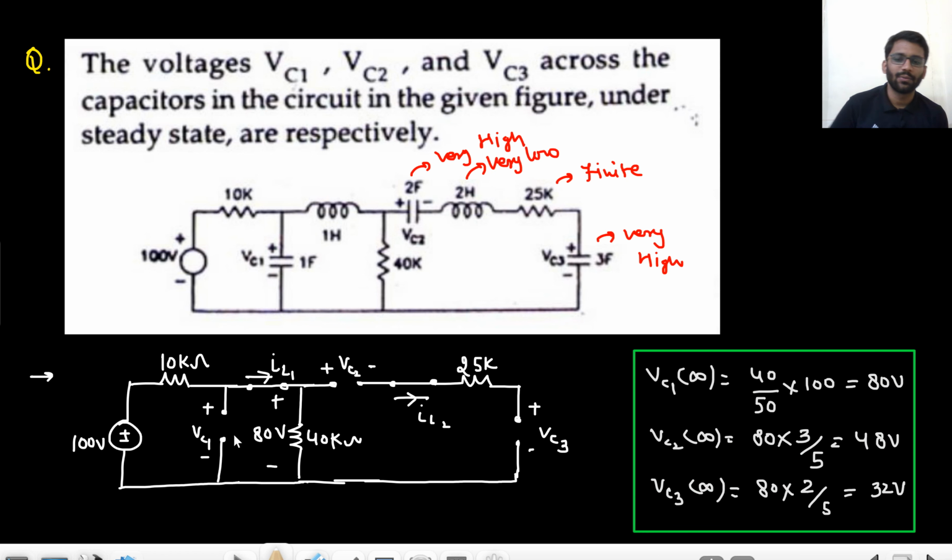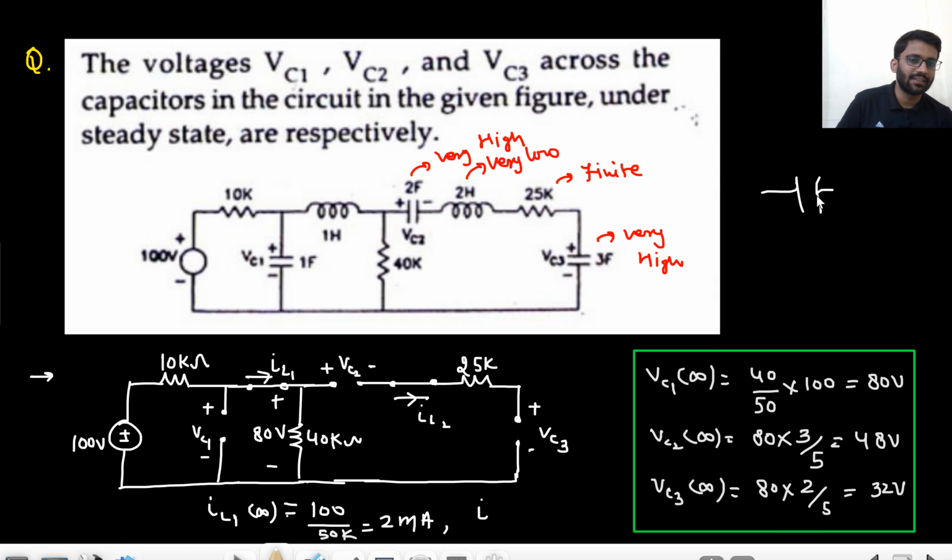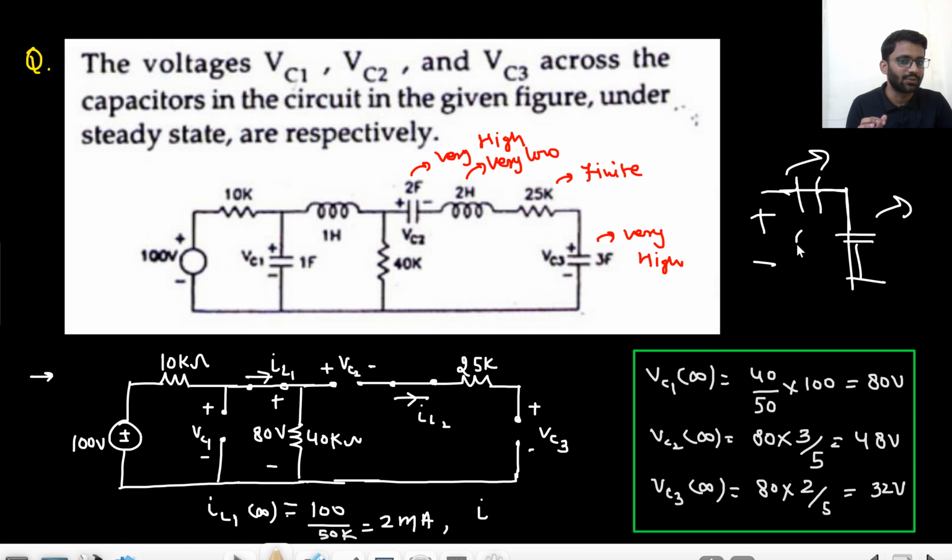What about IL1 and IL2? IL1 at infinity would be what? This is a complete circuit, so basically 100 by 50k, that means 2 milliampere. And what about IL2? This is providing very high impedance, so the complete circuit is providing very high impedance, but that means current will be 0, because this is open circuit as well. Now you can't say the circuit is replaced like this and there will be impulse current. This is not happening at t equals to 0, this is happening at t equals to infinity, right? So this is very high impedance, this is not very low impedance. You can't say that V by 0, that means infinite current is there. No.